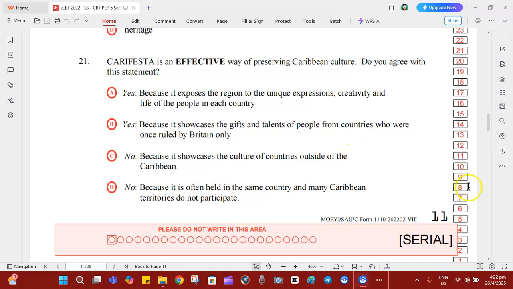Alright guys, so I'll stop at 21. I'll pick up from 21 when I'm back, and then we move on from there to the end of... Alright, let's see if we go through to the end of this paper.